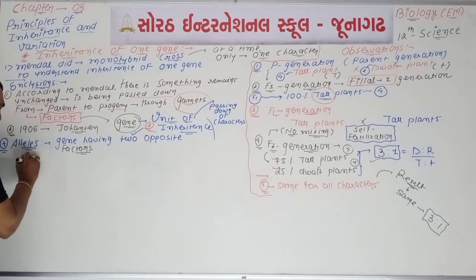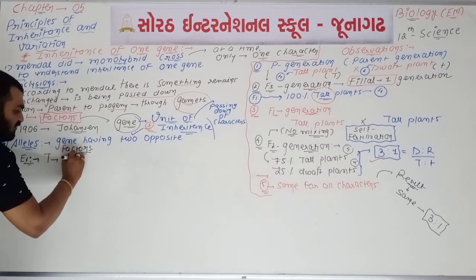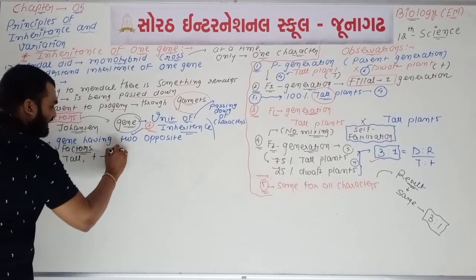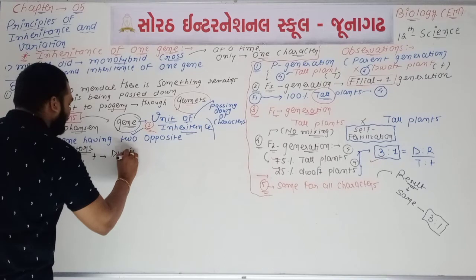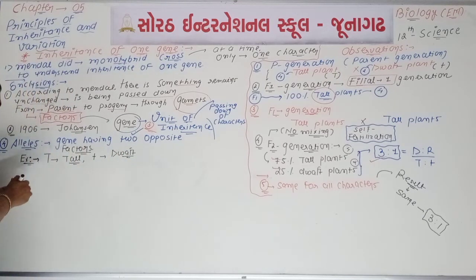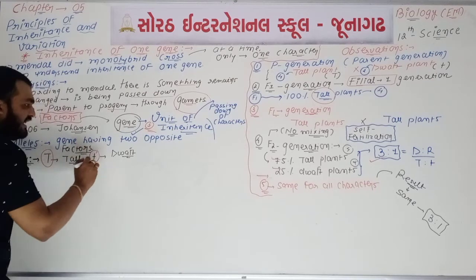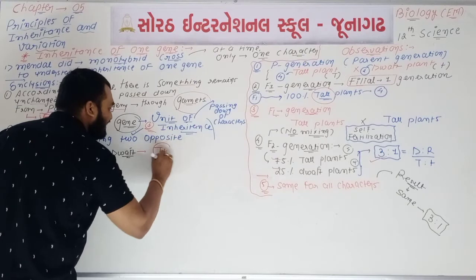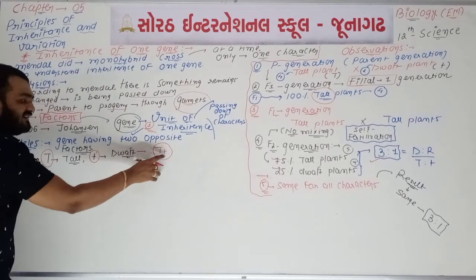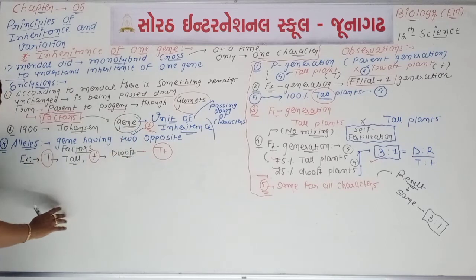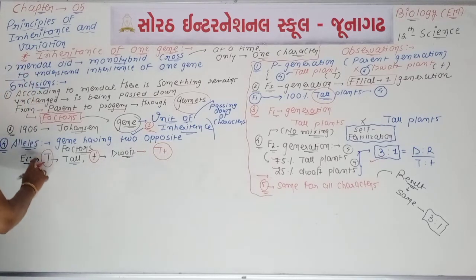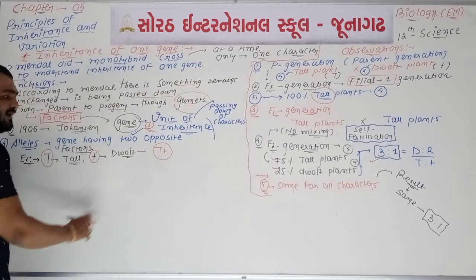For example, capital T is for tall plants and small t is for dwarf plants. You know that capital T is for tall plants and small t is for dwarf plants. So capital T and small t are both alleles of each other. They are opposite to each other, because one is responsible for tallness and another is responsible for dwarfness. So both are alleles to each other. You will remember capital T and small t.